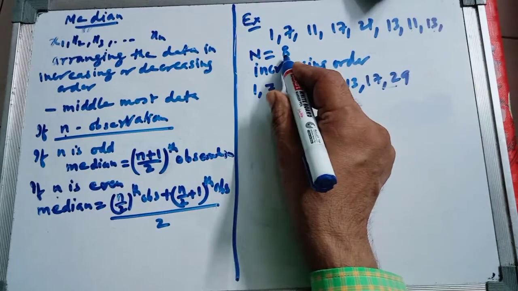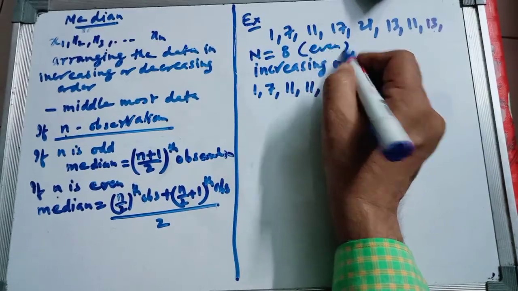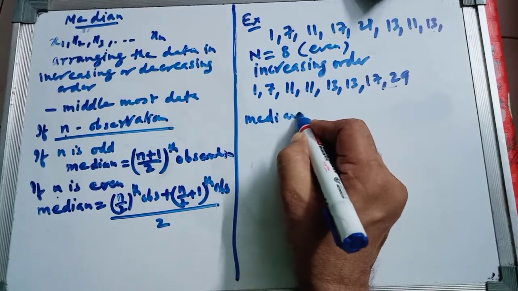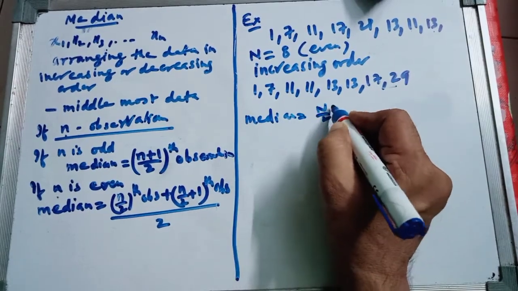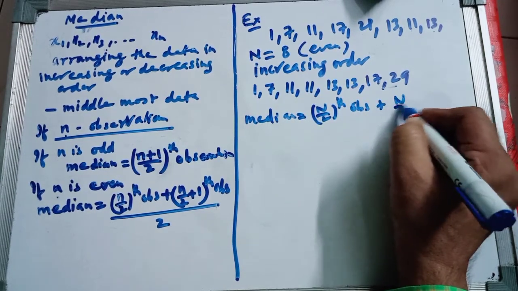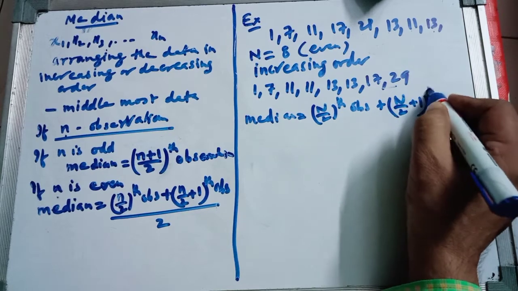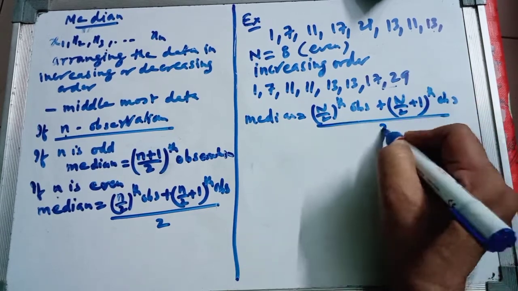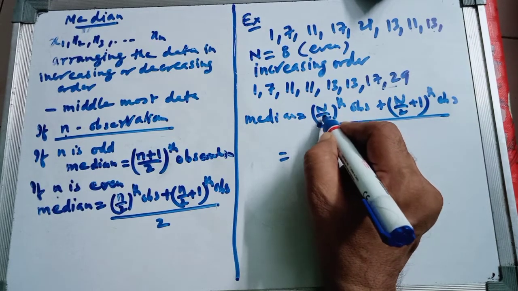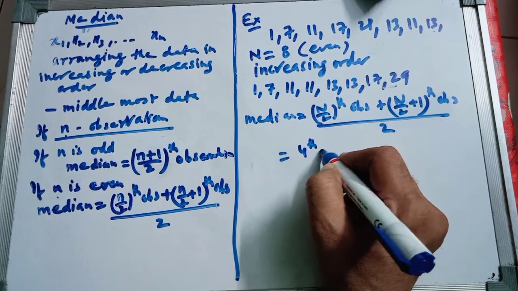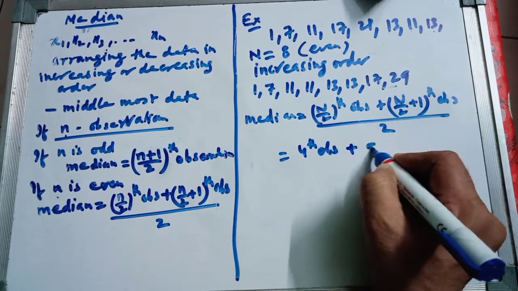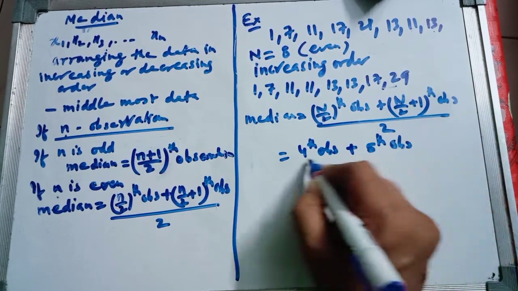Now here the number 8 is even. So in case of even, median is equal to n by 2th observation plus n by 2 plus 1th observation, by 2. So n is 8, so when we put n equal to 8, 8 by 2 is 4th observation plus 4 plus 1, 5th observation, by 2.